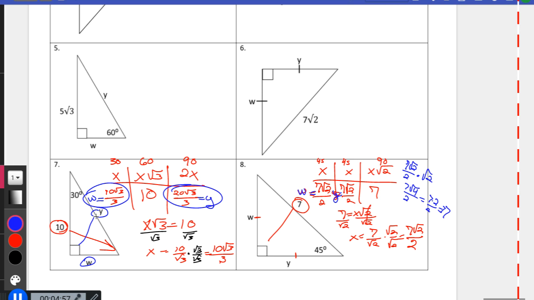So a lot of you did trig on these special right triangle problems. So you probably got the answer right in decimal form, but I need it in radical form. So check it using trig. See if you get the same decimals.